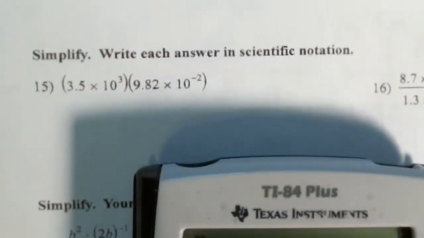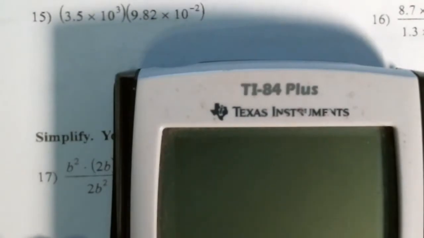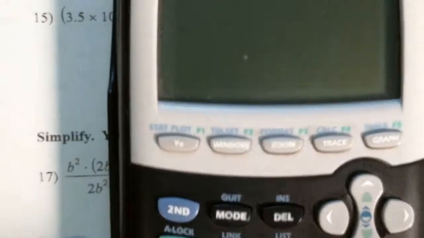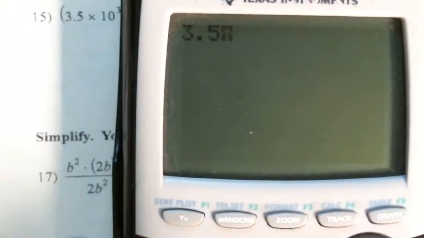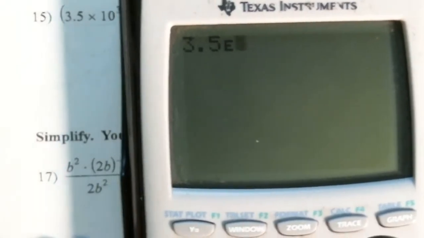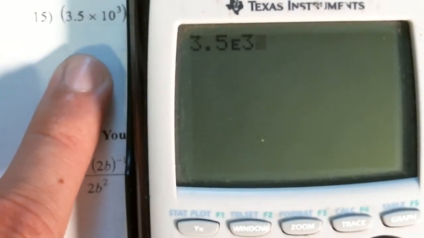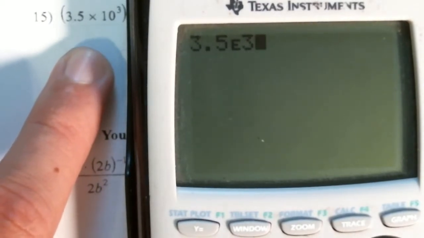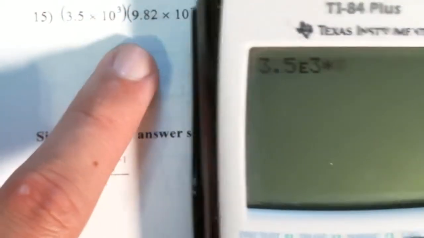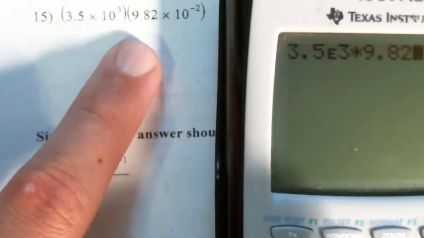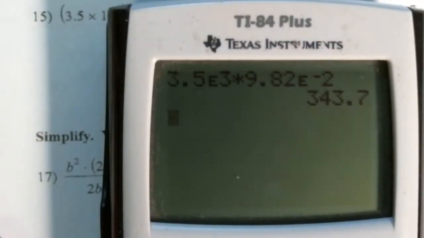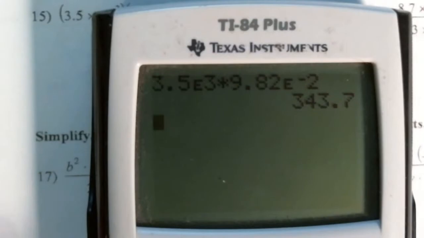So if I want to type in 3.5 times 10 to the 3rd, I'm going to press 3.5, and I press this blue second E button. Second double E. See that little E? That just means times 10 to the whatever, all right? So we want times 10 to the 3rd power, so I just do 3. So 3.5 e to the 3 is the exact same thing as 3.5 times 10 to the 3rd power. And then times 9.82 second double E to the negative 2, and I get this number. So 9.82 times 10 to the negative 2.